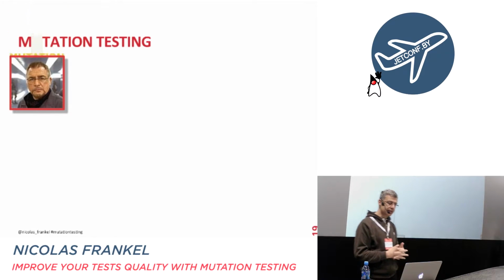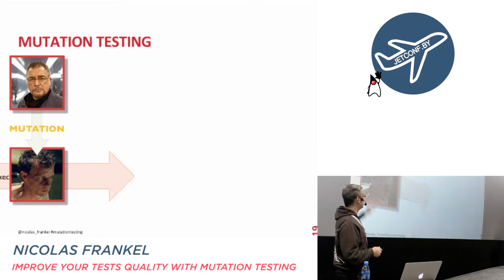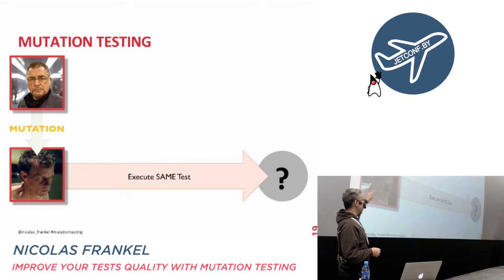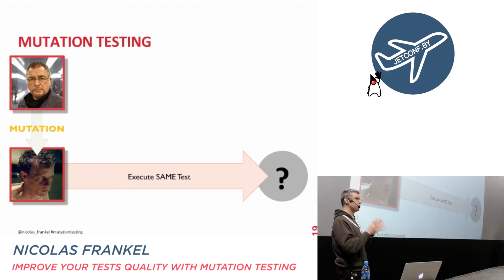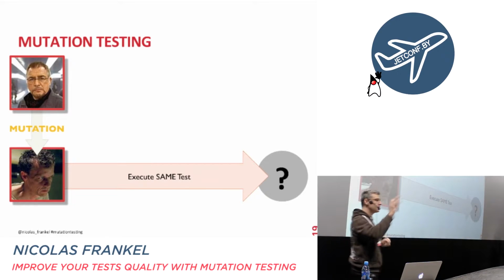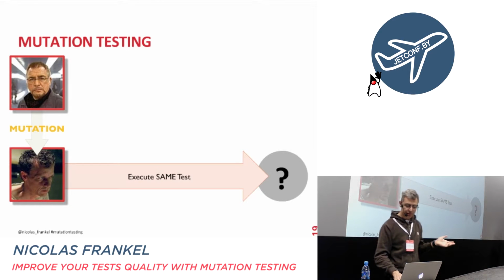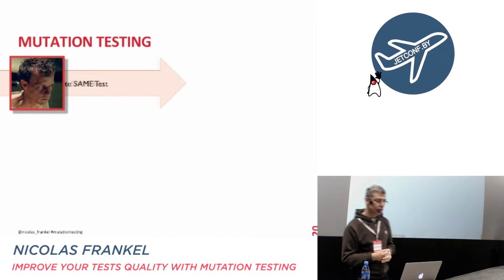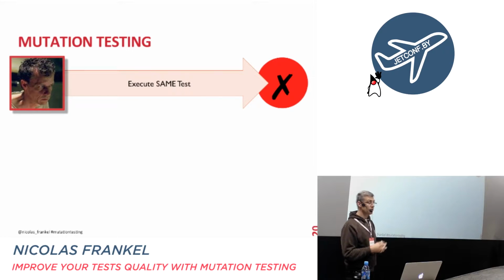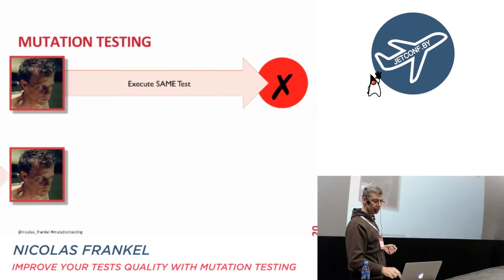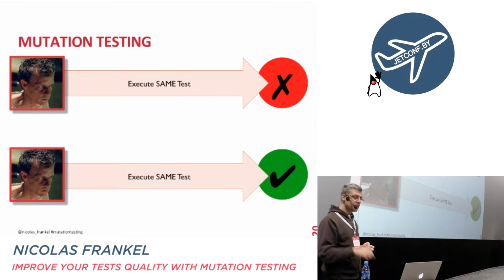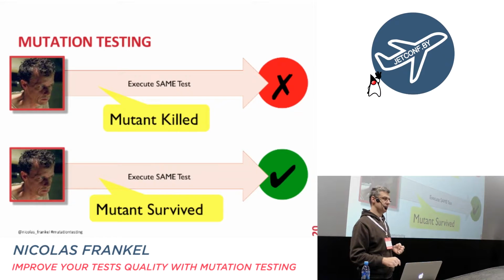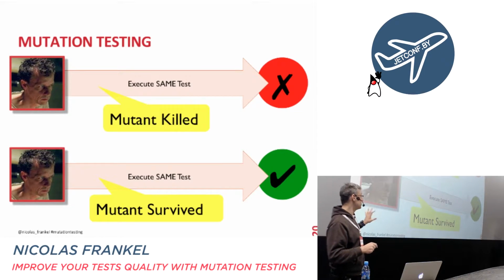With mutation testing, you do the same, but out of the original source code, you create the mutant, you execute the same test. That is very important, the same test. You don't change your test. You just mutate your source code. And you check the results. And basically, you have two options. Either it fails, or it succeeds. If it fails, we say that the mutant has been killed. If it succeeds, we say the mutant survived.